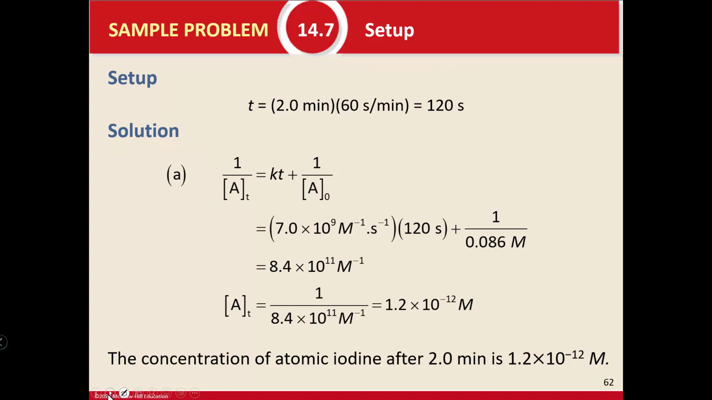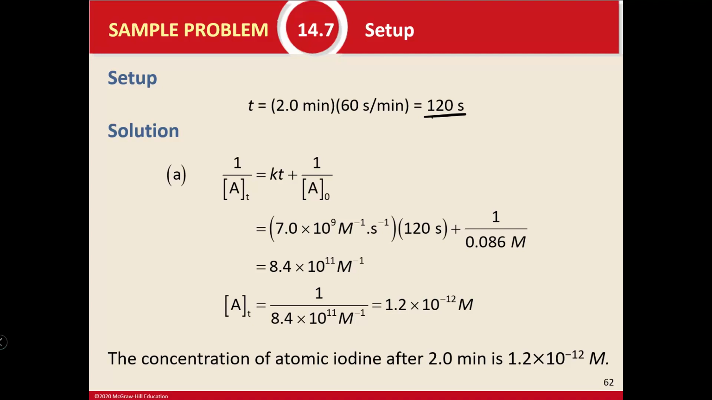All right, so the first thing we're going to look at is the time. The time is 2 minutes, and we know that there are 60 seconds to a minute, and you go, well, why do we have to do this? The reason is that we know the rate constant is in 1 over molarity times seconds. So therefore, we have to convert the minutes to seconds.